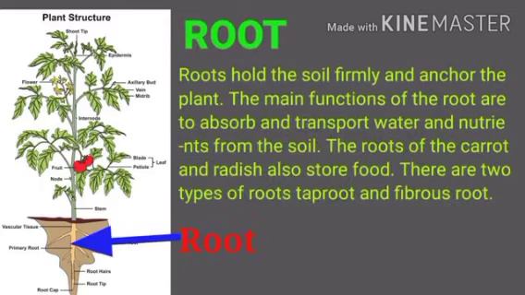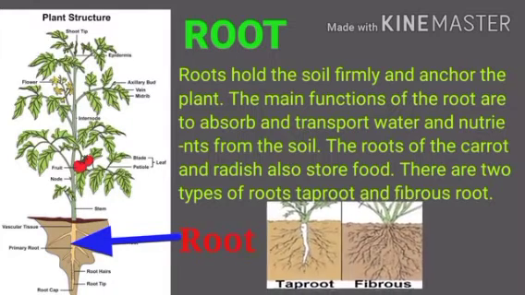Roots. Roots hold the soil firmly and anchor the plant. The main functions of the root are to absorb and transport water and nutrients from the soil. The roots of the carrot and radish also store food. There are two types of roots: taproot and fibrous root.